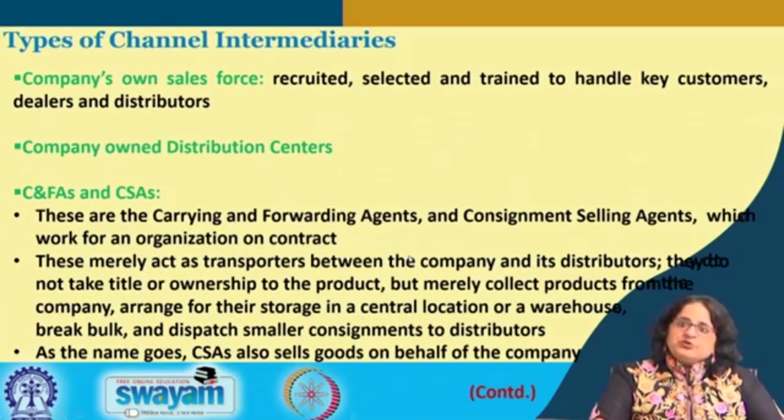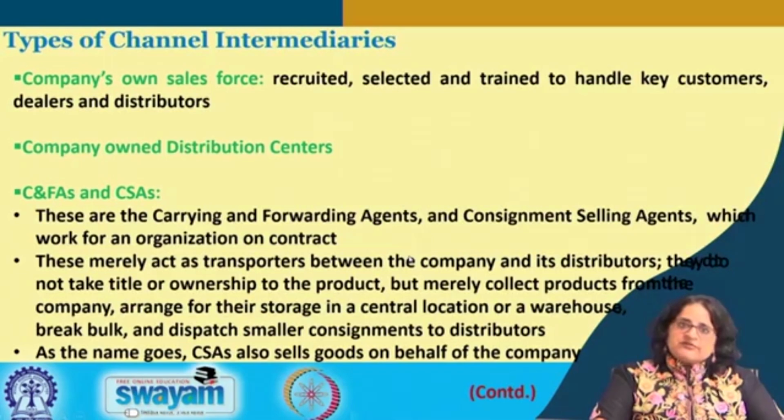Then we have the company owned distribution centers, which could include the company owned shops or stores or outlets. We also have another kind of channel intermediary, which is the CFAs and the CSAs. Now the CFAs are the carrying and forwarding agents, and the CSAs are the consignment selling agents. They work for an organization on contract.